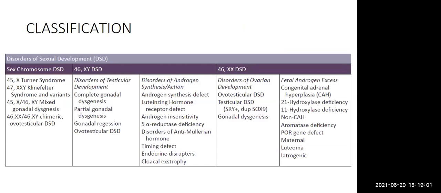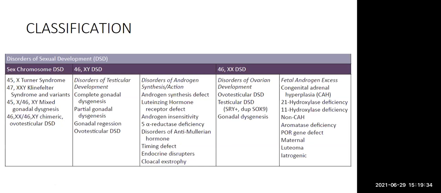The disorder of sexual development is divided into three: sex chromosome DSD, 46XY DSD or male DSD, and 46XX DSD or female DSD. For the sex chromosome DSD, there will be either deletion or missing of the sex chromosome itself, or addition of the sex chromosome. The commonest causes are Turner syndrome in virilized female, or Klinefelter syndrome in male.